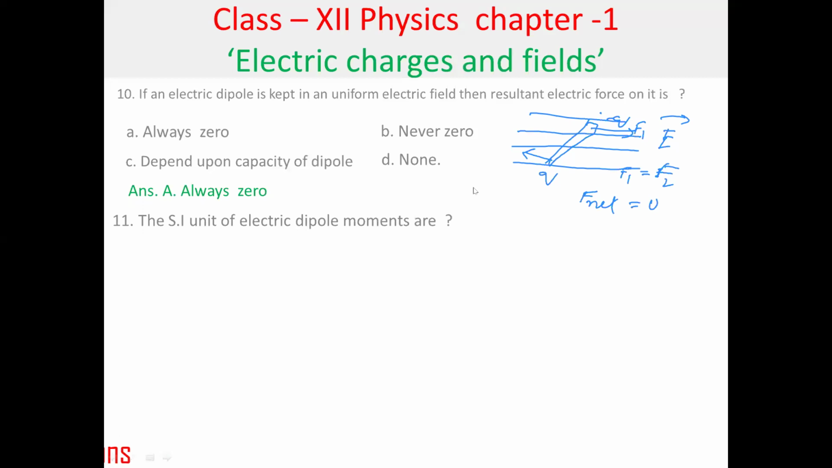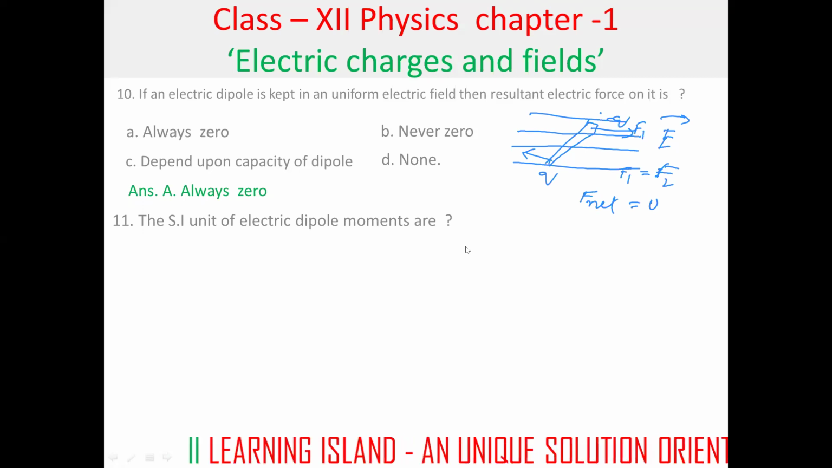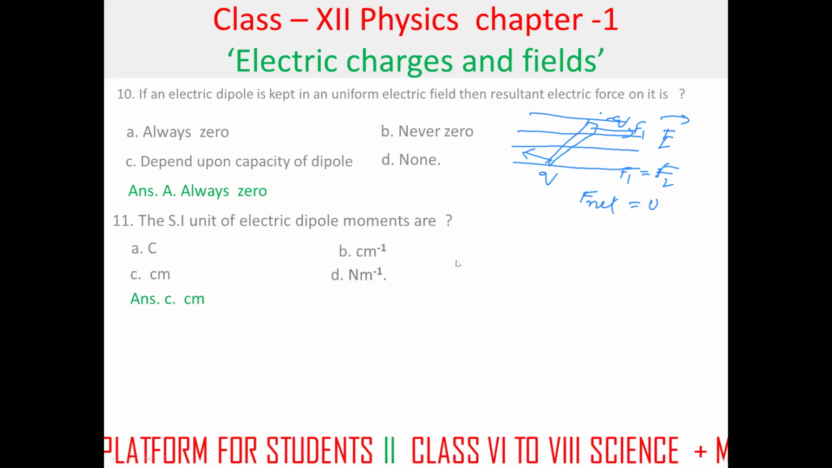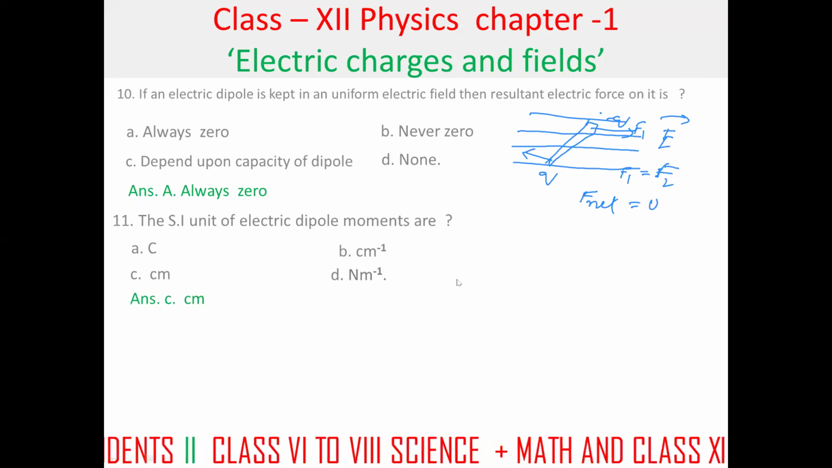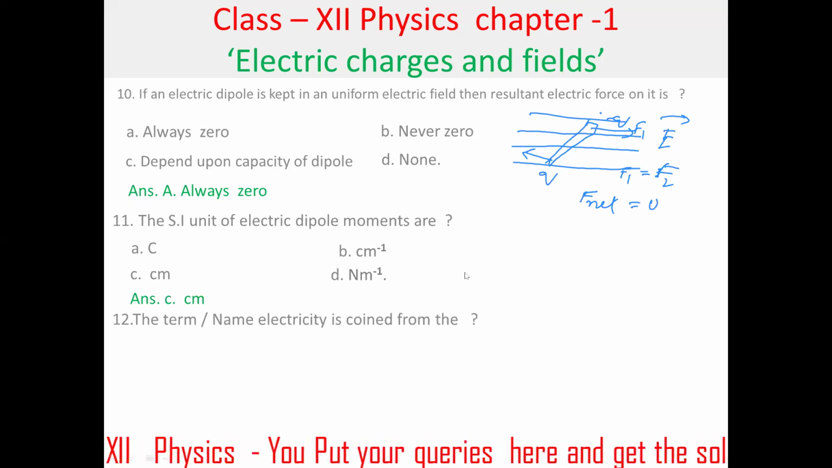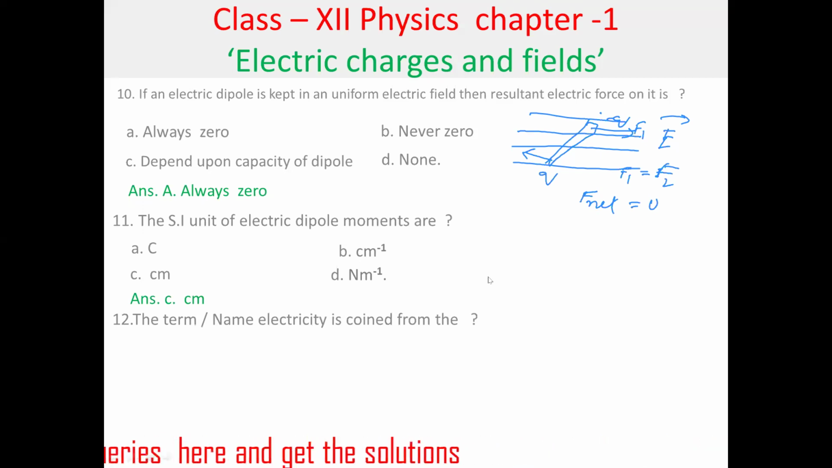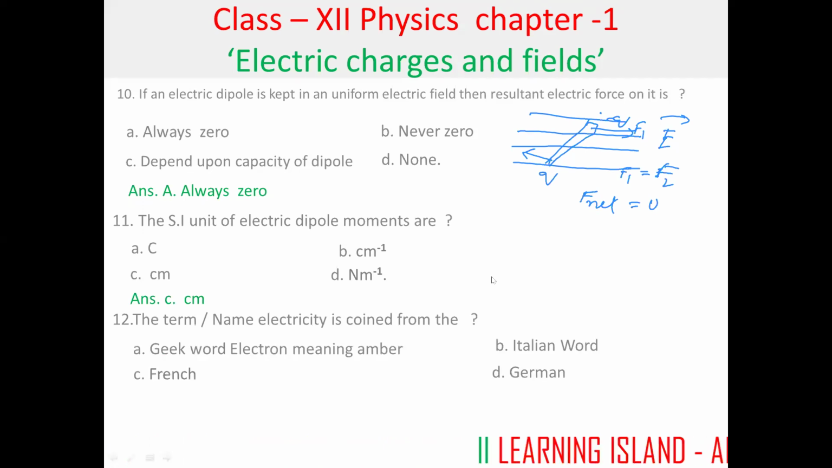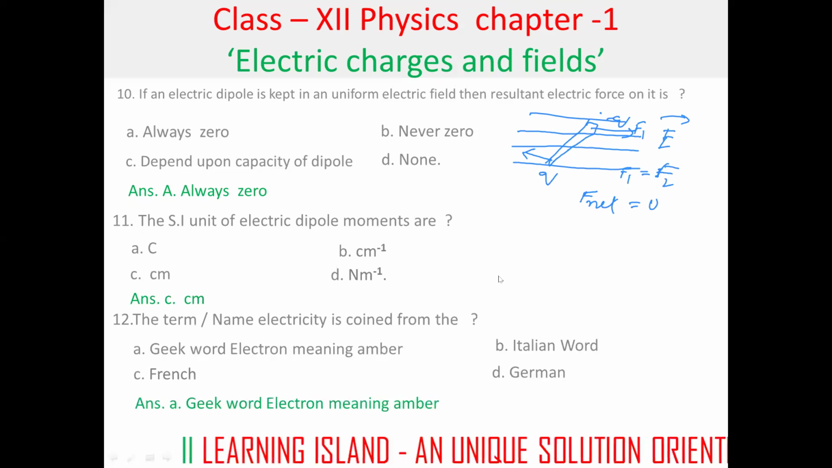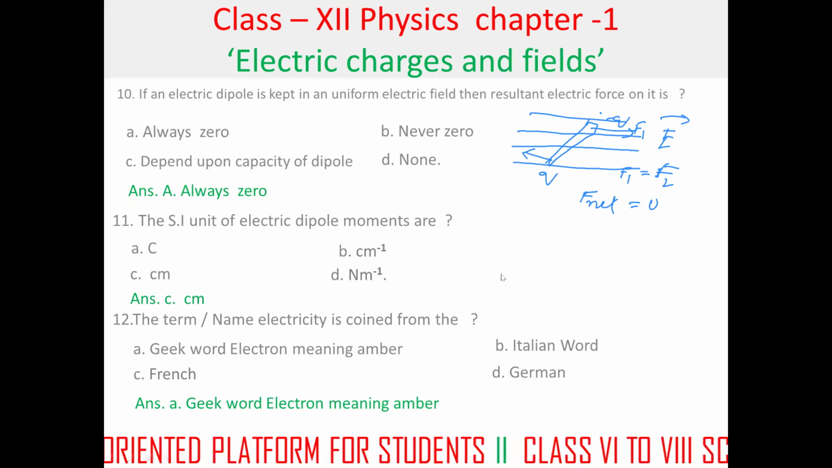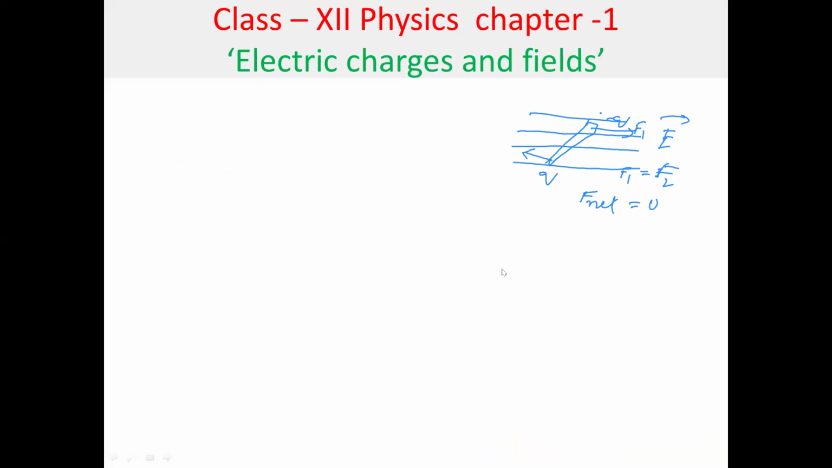The SI unit of electric dipole moment is. It is also very easy. No need to explain. The answer is Cm, coulomb meter. Coulomb, not centimeter, coulomb meter. Okay, let's come to the next question. The term electricity is coined from which word? Look at the options. The answer would be the Greek word electron, meaning amber. So no need to explain anything. Let us go to the next question.